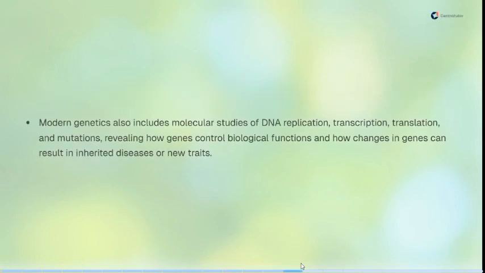Modern genetics also includes molecular studies of DNA replication, transcription, translation, and even mutation, revealing how genes control biological functions and how changes in genes can result in inherited diseases or new traits. Modern biology has brought a new light to the general understanding of how offspring are formed. Scientists have been able to replicate genes, transcribe genes, and even create specific offspring based on how they've studied the genes from the parents.